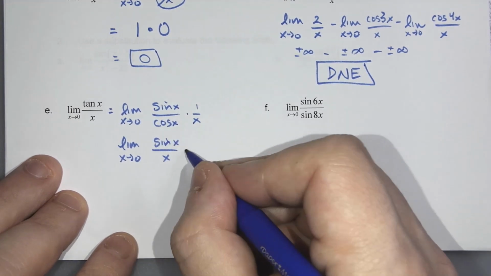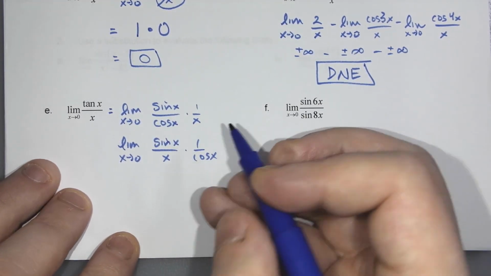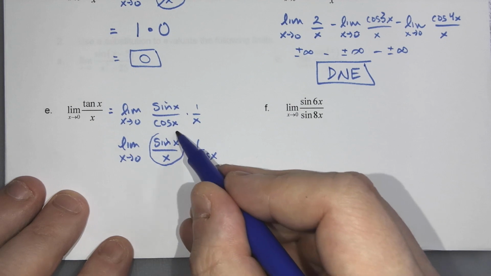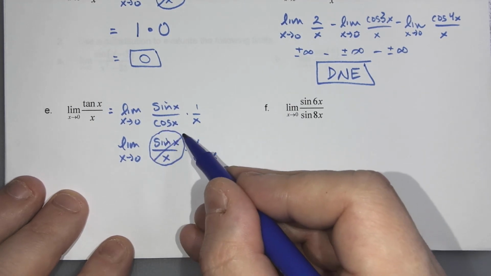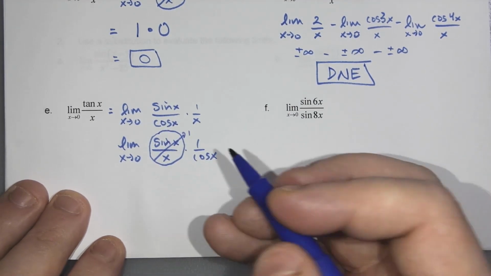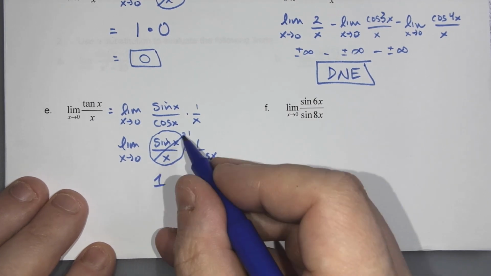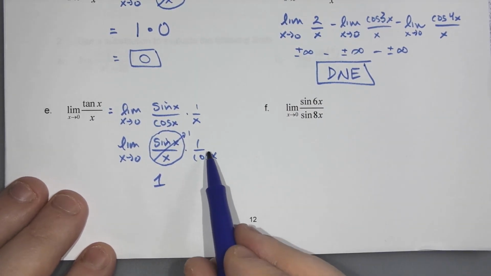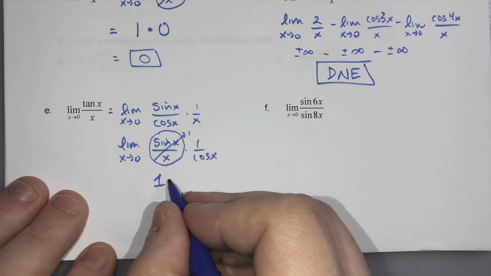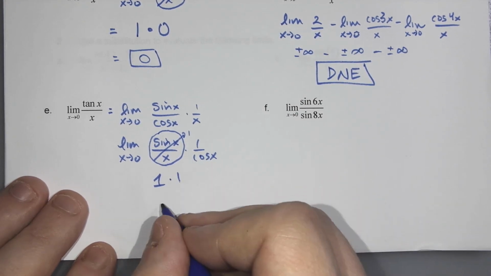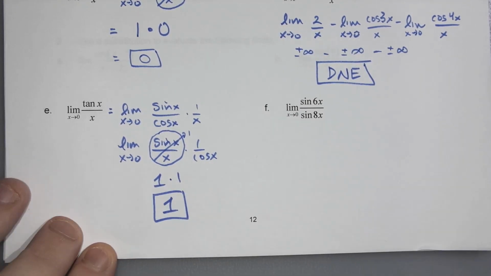I'm just going to reorder it, because then it's more clear that I'm getting one of those important trig limits of sine x over x, which I know goes towards 1. And so this answer is going to become 1 from here, times 1 over cosine of 0, and cosine of 0 is just 1, and 1 over 1 is 1. So this final answer is just going to be 1.